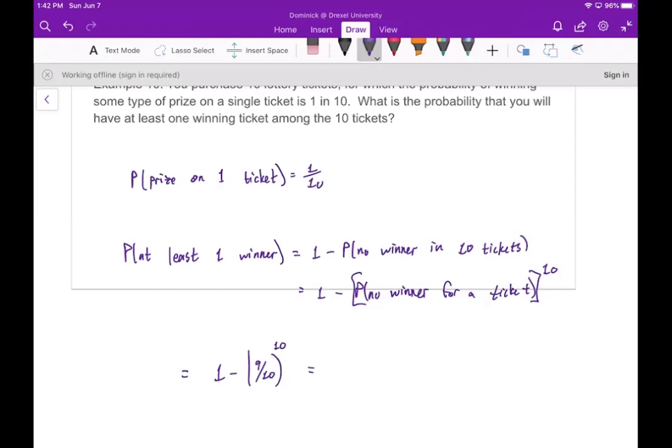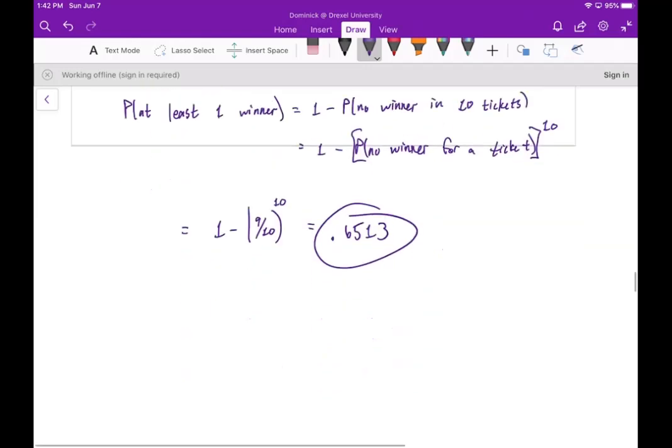And if we do that, let's see, so 9 out of 10, and raise that to the 10th power. Let's see, 1 minus that, I forgot my 1. And this will give me a 0.6513. So we have about a 65% chance that at least one of these tickets will be a winner. All right, so that's the idea.